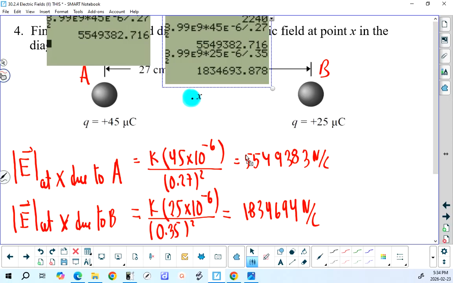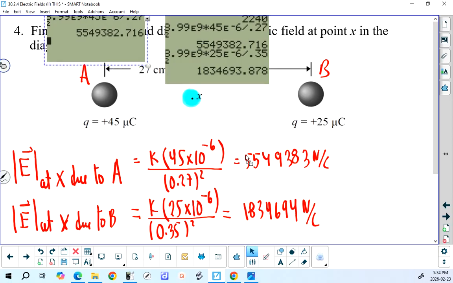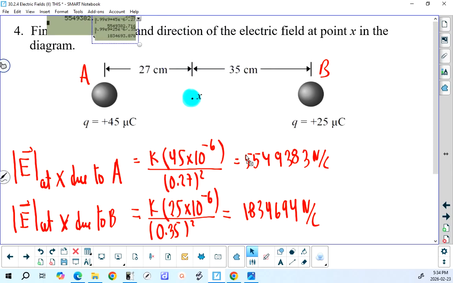I'm by nature a bit of a curious person, and when I compare those two numbers, my mind says, you know what, that second electric field strength is less than half of what the first electric field strength is. Does that make sense? And it does to me, because B is further from X than A, and B also has a considerably smaller charge than the charge on A. So these make sense. Now, when you were asked to find the magnitude of the electric field at point X, you're really asked to find the magnitude of the net electric field.